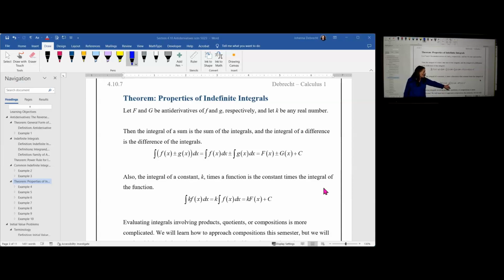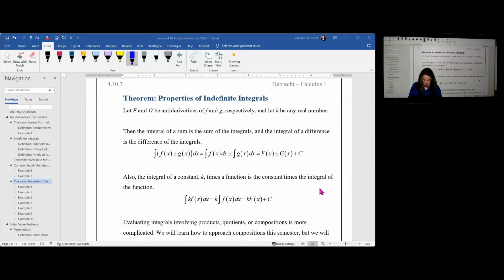This gives us the constant times the indefinite integral of f of x dx, which gives us the constant times the antiderivative function. You may wonder why we don't have the constant k times c. The answer is k times c is still a constant. So we roll it together and simply call it plus c again.